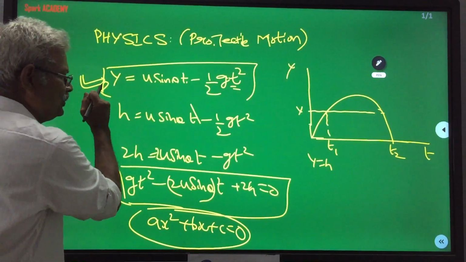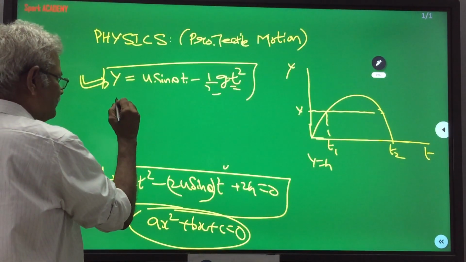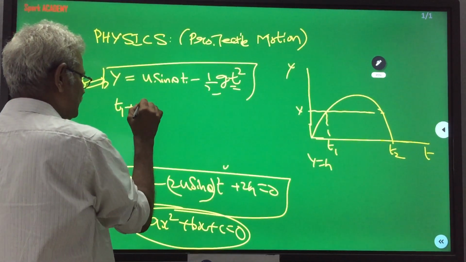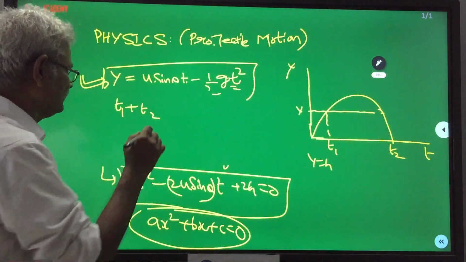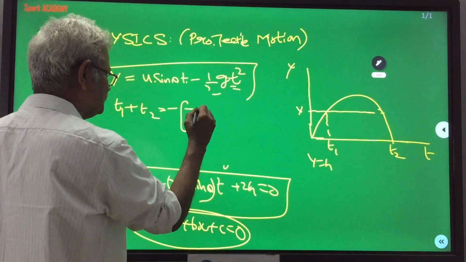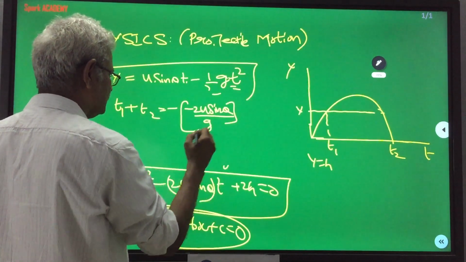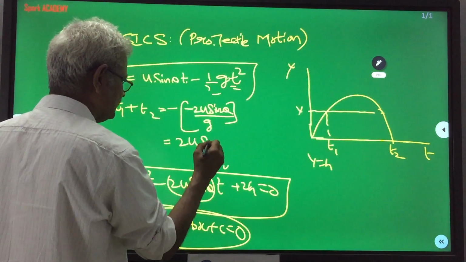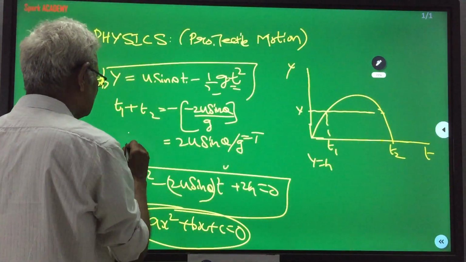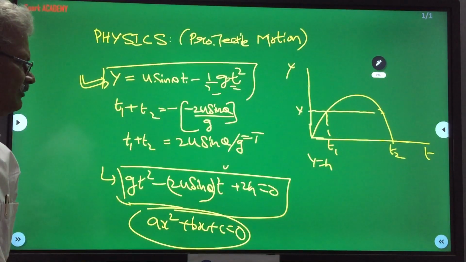And it has roots now. What are the roots here? Sum of the roots: this is T1 plus T2. Sum of roots is equal to what? Minus b by a. What is minus b by a? Minus b means 2u sin theta, by a is g. This will be equal to 2u sin theta by g. But what is this again? Time of flight. Understood? How you got time of flight again, the same thing.